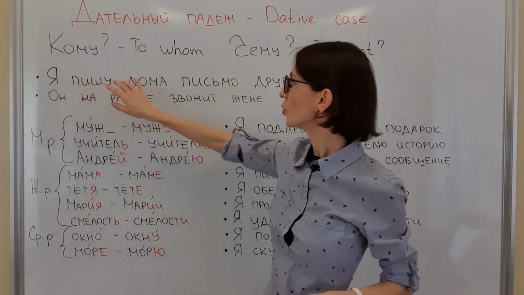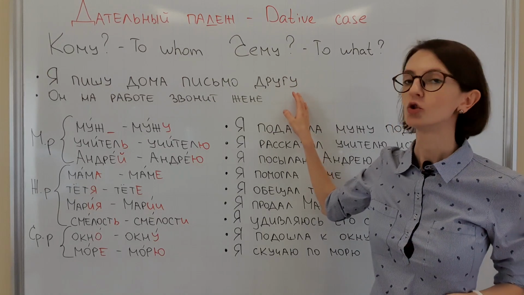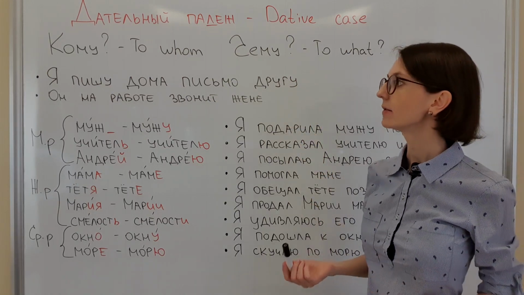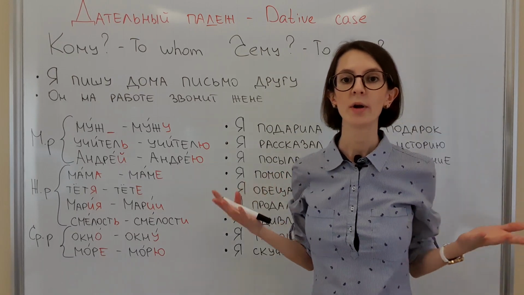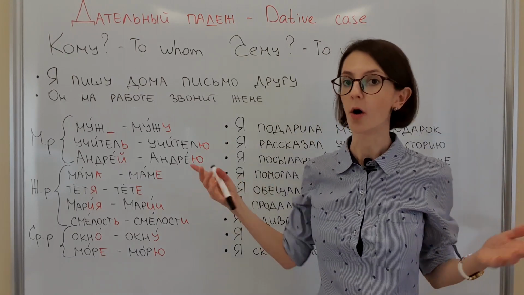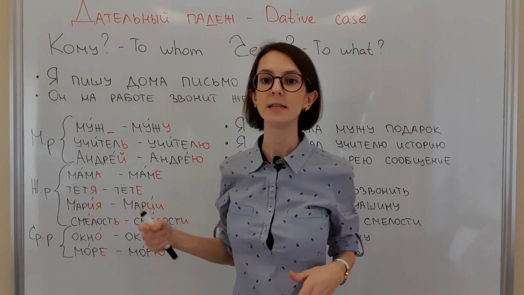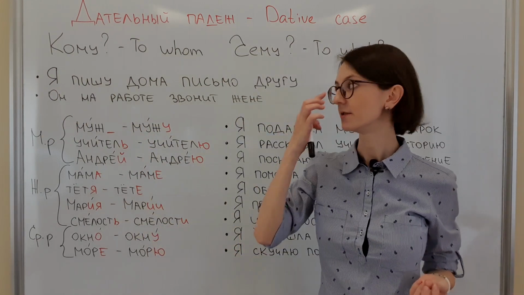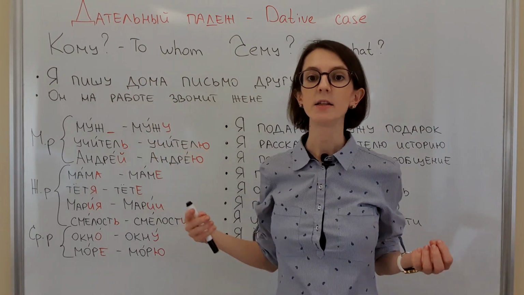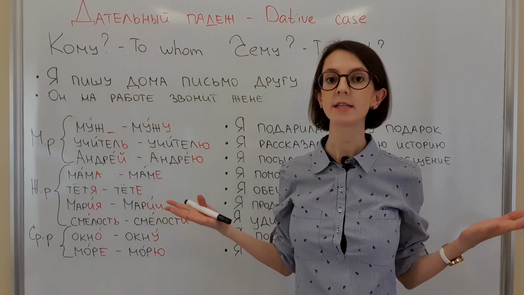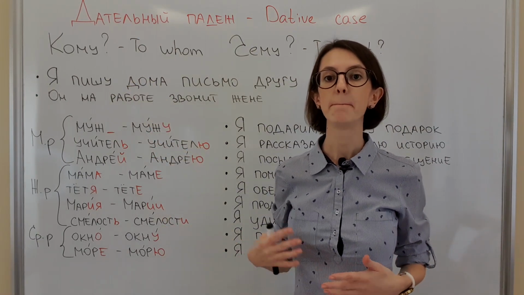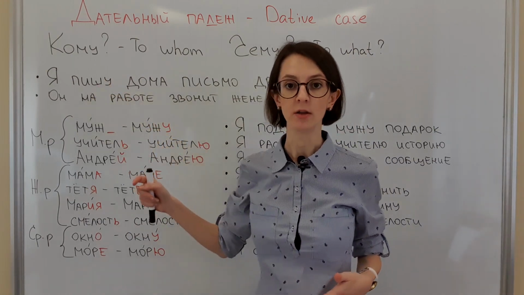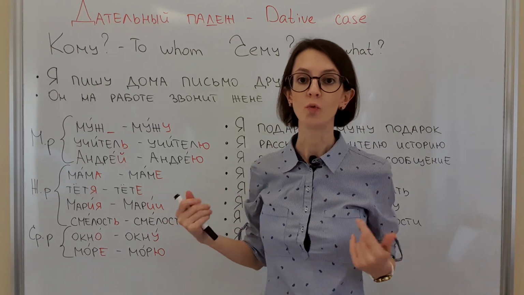Я пишу дома письмо другу. So let's have a look. Let's ask questions. Who? Кто? Я. This is the subject. Who is doing the action? This is nominative case. Я делаю что? What am I doing? Я пишу. I'm writing. This is the action that I do.